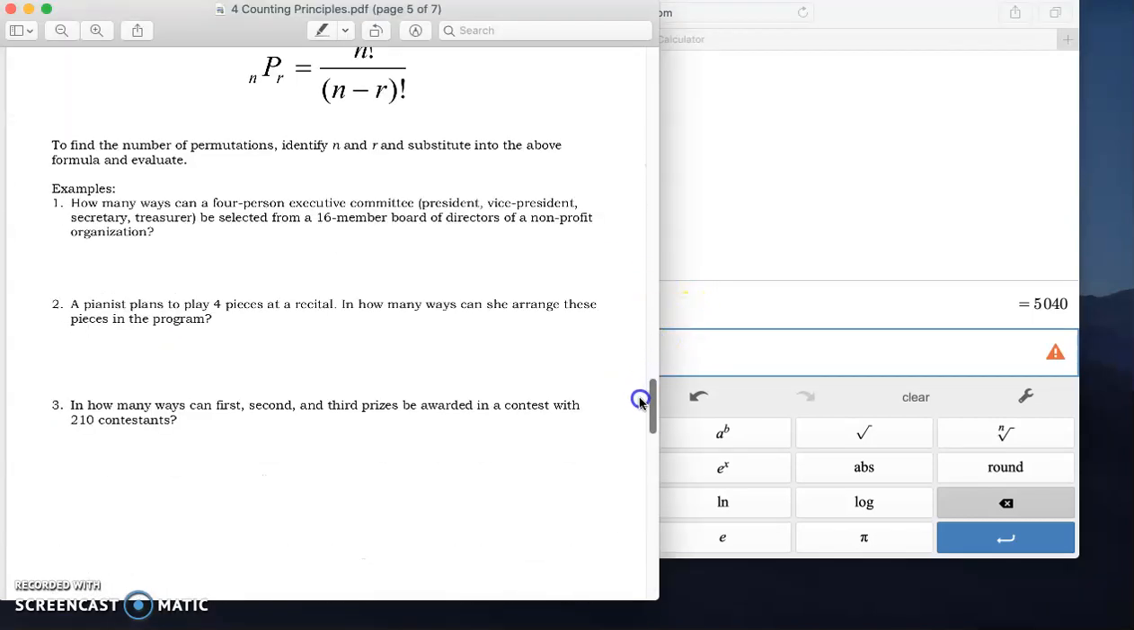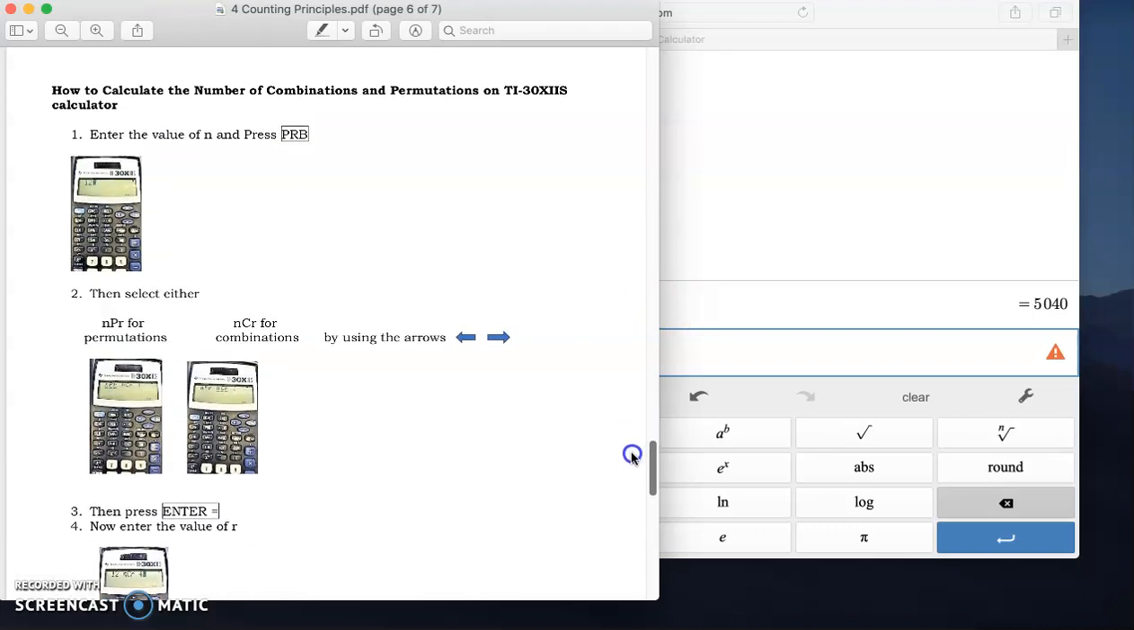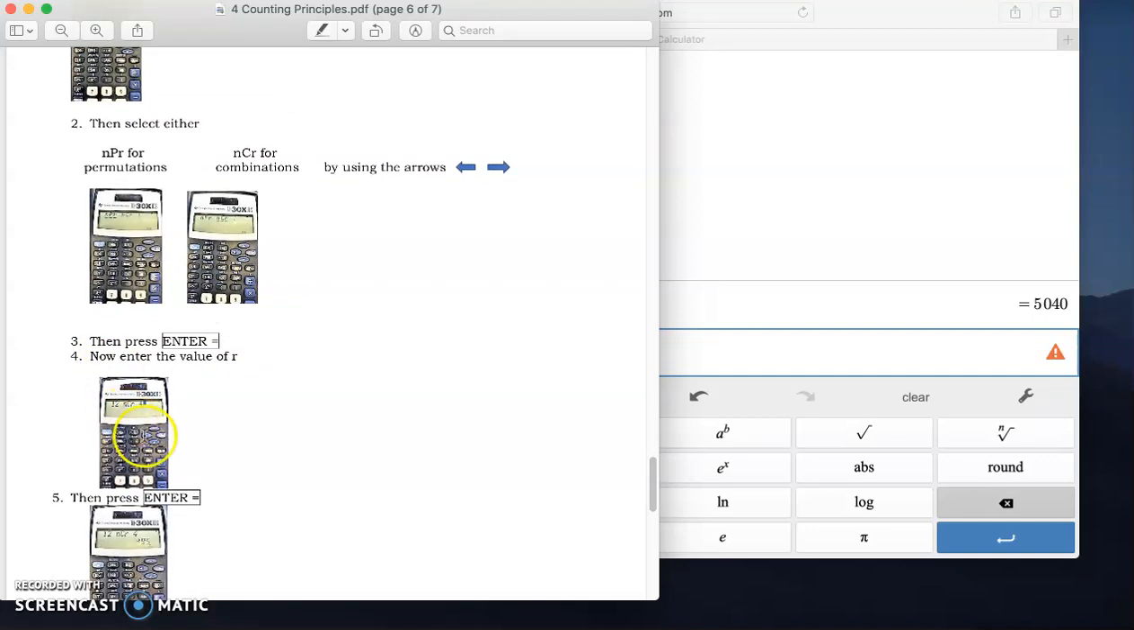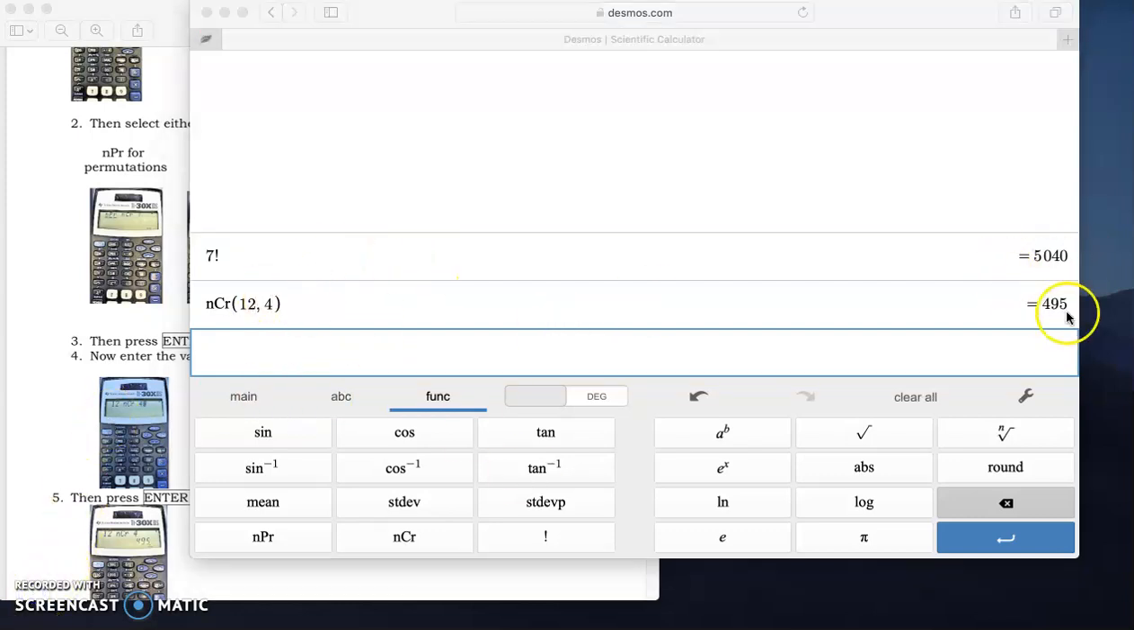I want to show you where in the lesson this is so you can reference it later. See, here's for permutations or combinations, and it tells you can do the value. See how you put the numbers in there like that? This one looks a little bit different. We're going to put, I believe you do N comma R, 12, 4. Okay, so yeah, in this one you get 495.